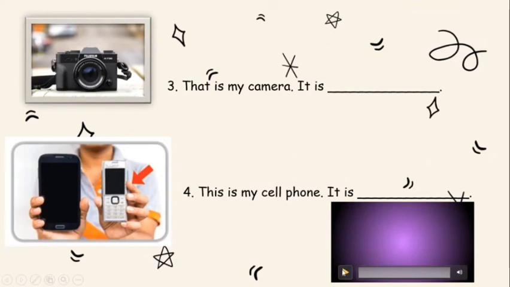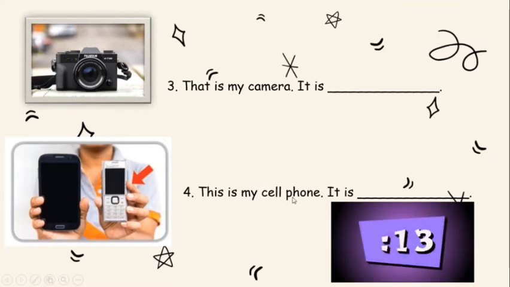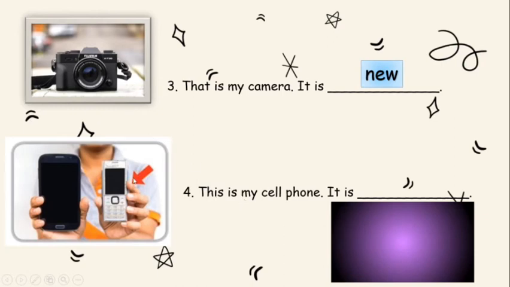Now, number 3 and 4. Ready? Let's start. Okay, for number 3 here, see the picture. It's very good, right? So, that is my camera. It is new. And then how about the 4th, the last number? See the picture. Can you compare and see the pointer? This is my cell phone. It is small. Okay, is it clear for you?